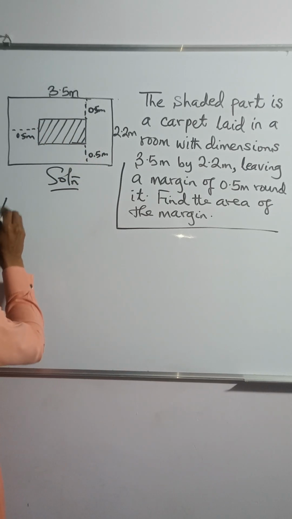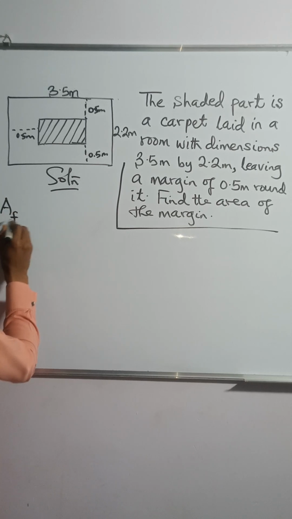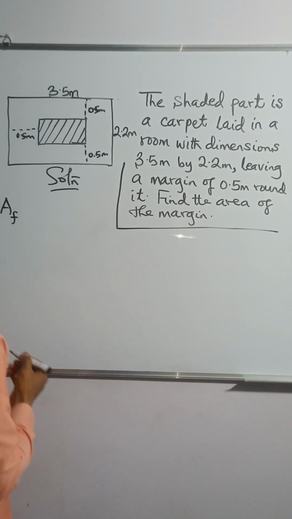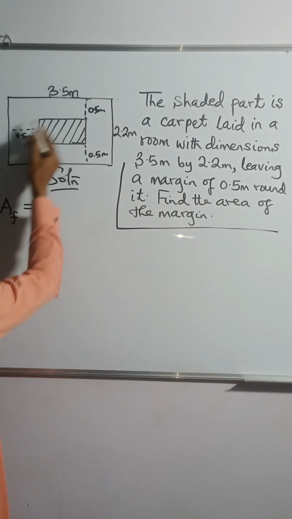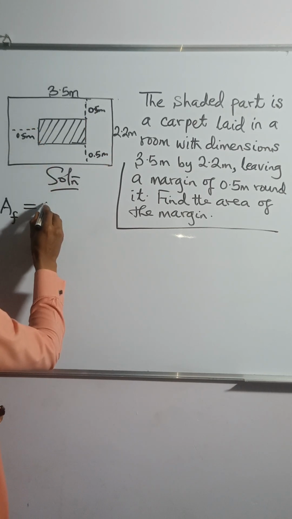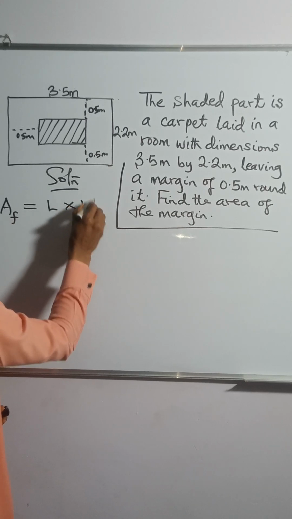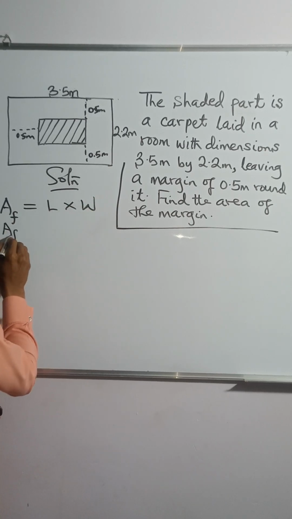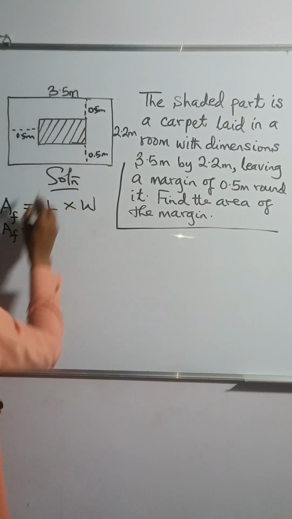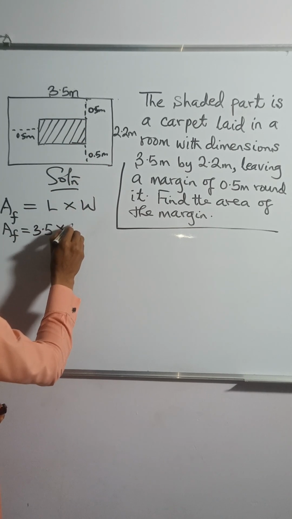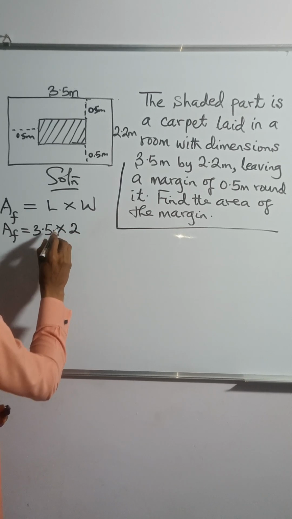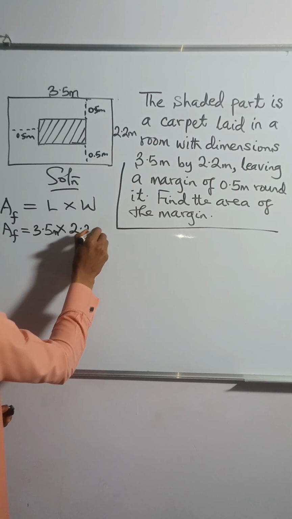Okay, let's call the area of the floor A subscript F. If you observe, you see that this is a rectangle. Area of a rectangle is length times width. So the area of the floor will be equals to, what is the length? 3.5 meters multiplied by 2.2 meters.